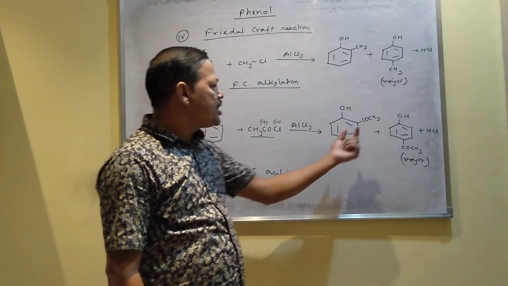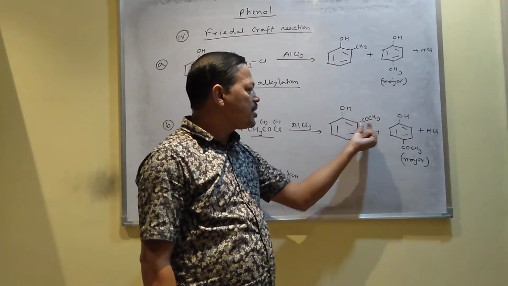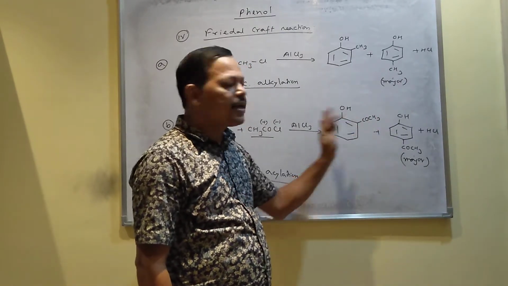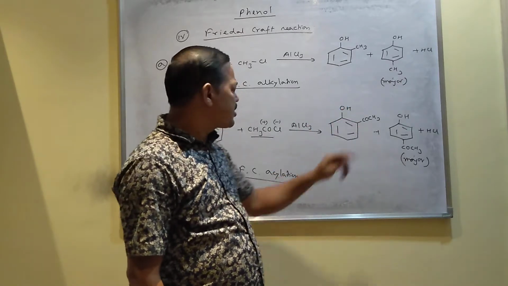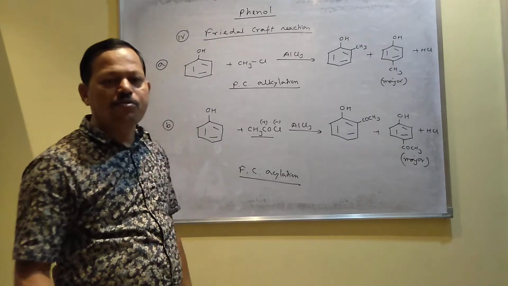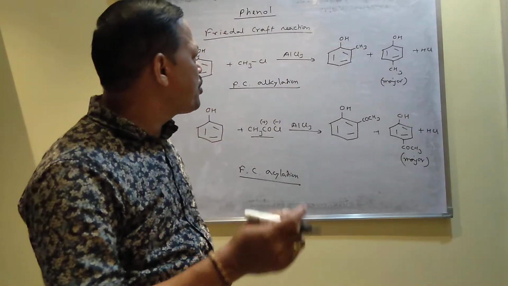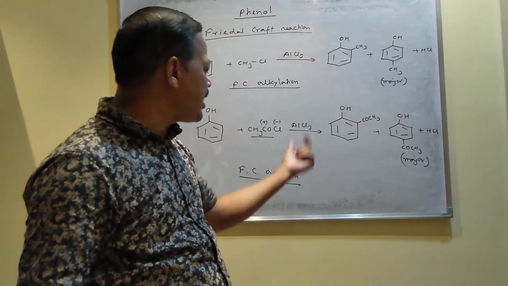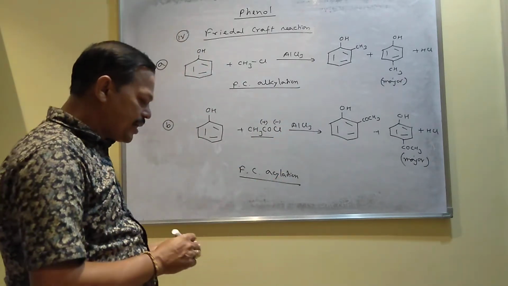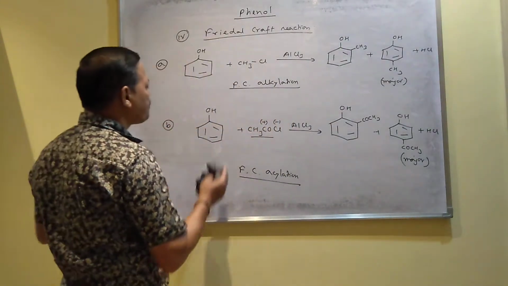And here COCH3, which is called acyl group, is introduced in the benzene ring, and that is why the reaction is called Friedel-Crafts acylation. So there are 2 Friedel-Crafts reactions, one is called alkylation and one is called acylation. When alkyl group is introduced, it is called alkylation, and when acyl group is introduced, it is called acylation. So these are about the Friedel-Crafts reaction.